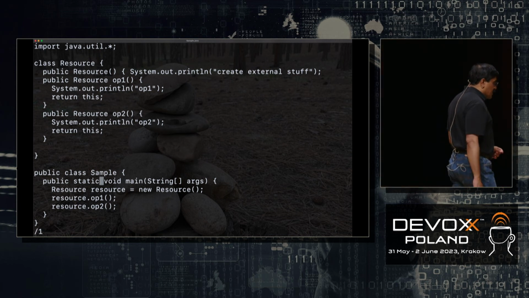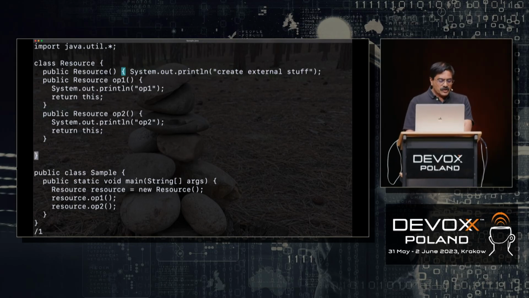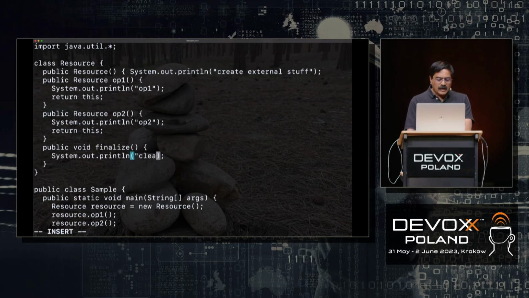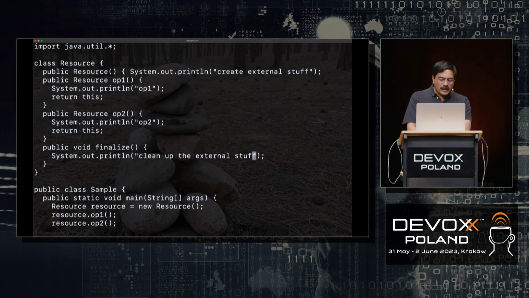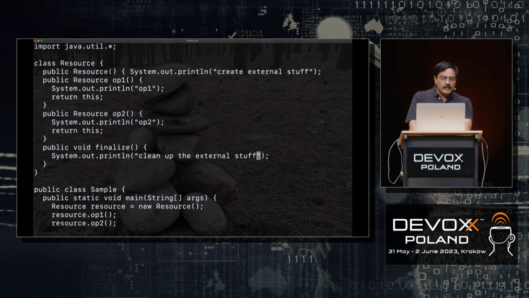Well, in the past, what we tried to do was to write the finalize methods. So we would write, for example, public void finalize, and within this method, we could say clean up the external stuff, and you could write the code like that. But unfortunately, in this particular case, what we are going to notice is that that function is not going to be called. So what is the reason for it?